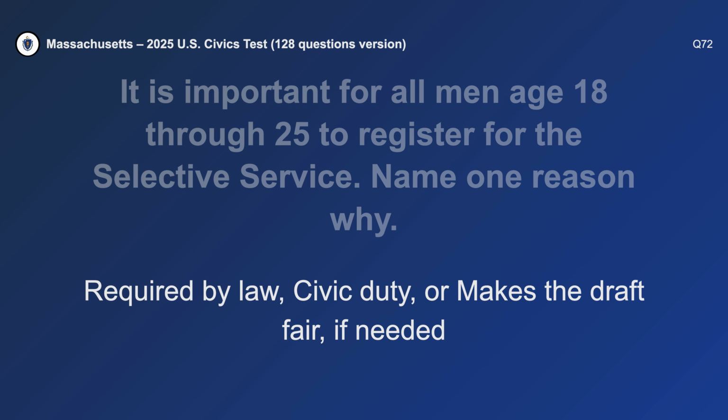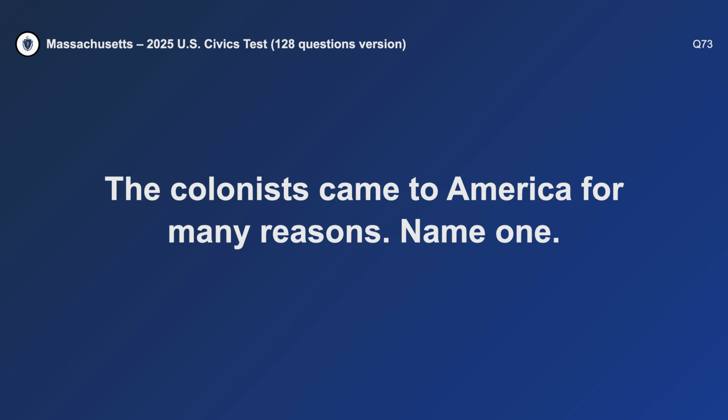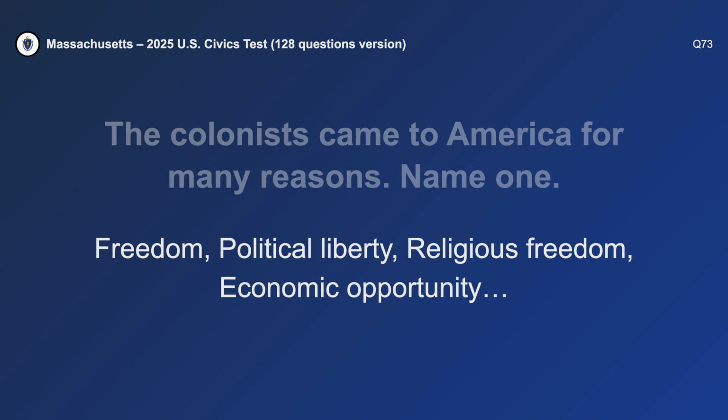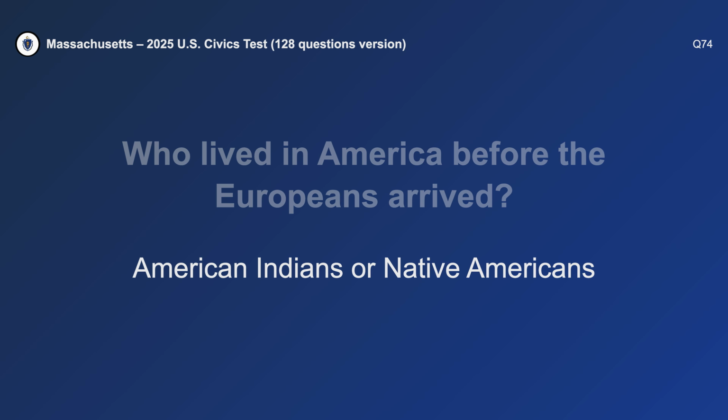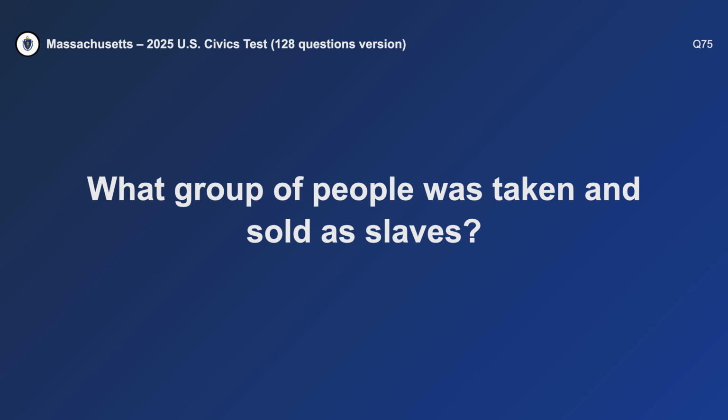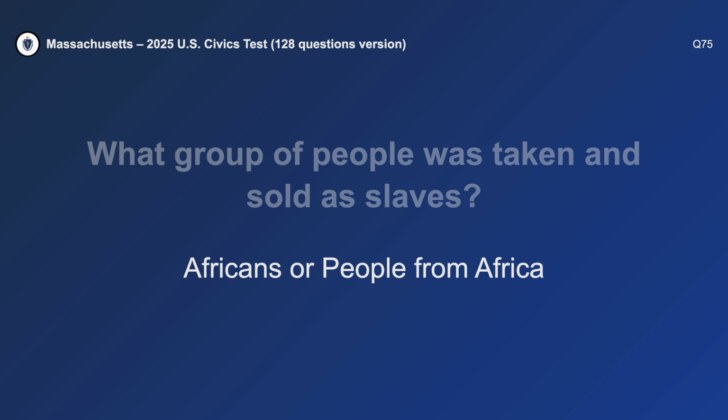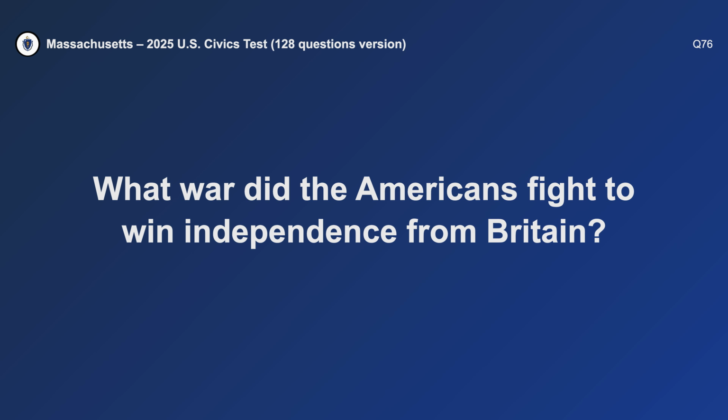Required by law. The colonists came to America for many reasons. Name 1. Freedom. Who lived in America before the Europeans arrived? Native Americans. What group of people was taken and sold as slaves? Africans. What war did the Americans fight to win independence from Britain?